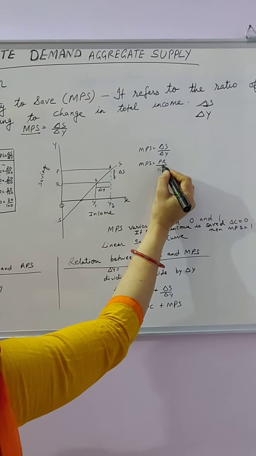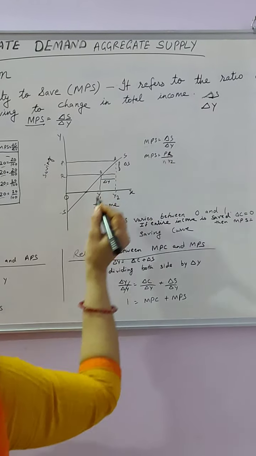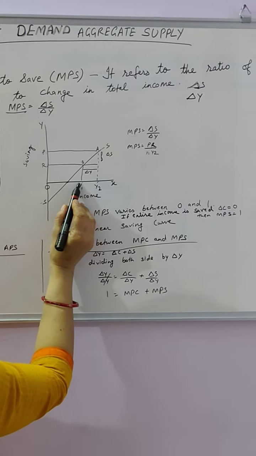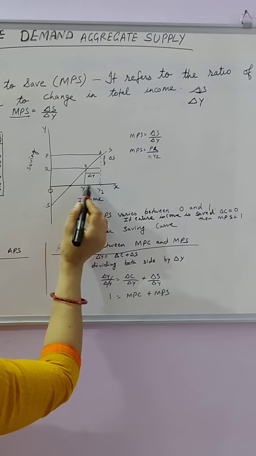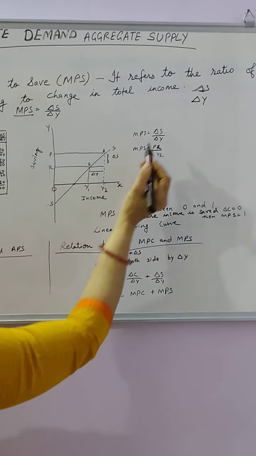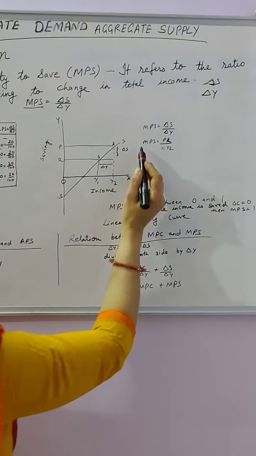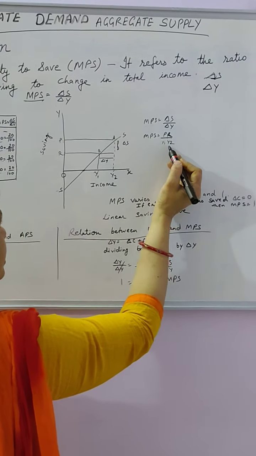So I have plotted PR, this is change in S. Now this is the increase in income. Your income increases from this to this, so this is additional income, known as change in Y. So here I have written change in Y, and you can calculate MPS. MPS is equal to change in S upon change in Y.